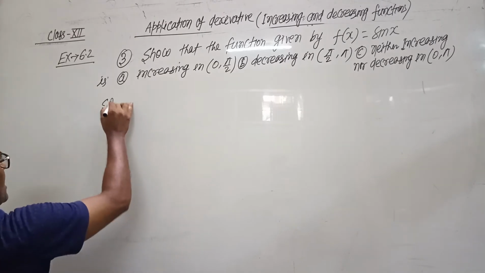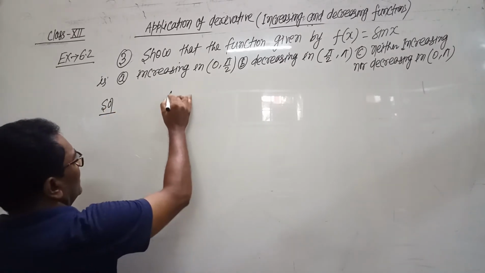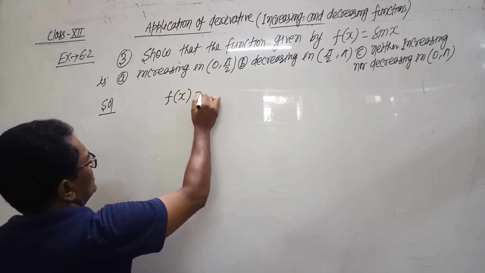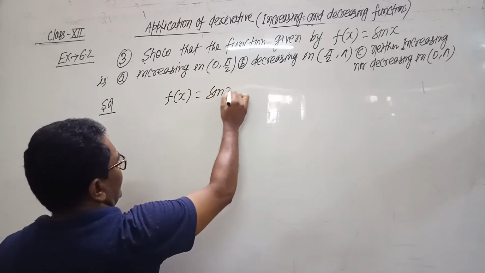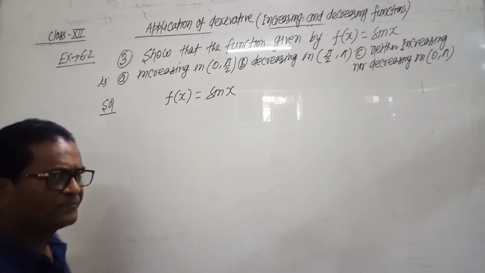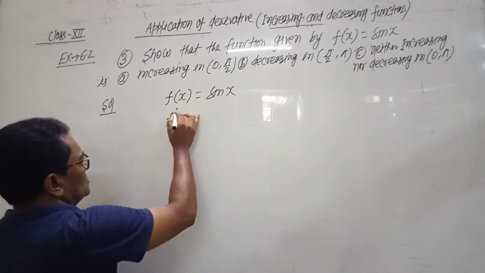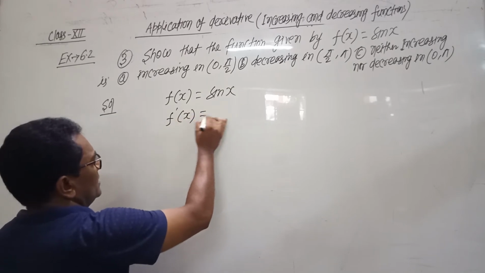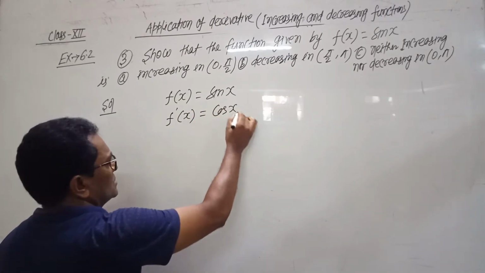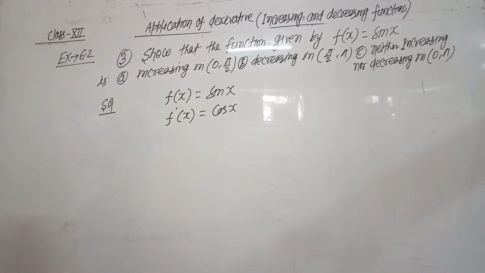So let us see how to solve. We are given the function f(x) equals sin x. Firstly, differentiate with respect to x. So f dash x equals cos x.